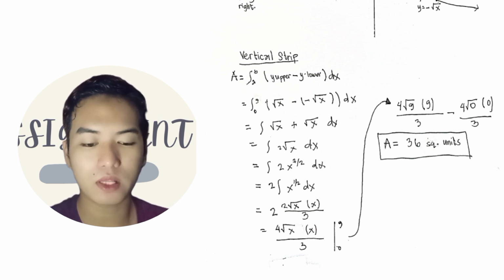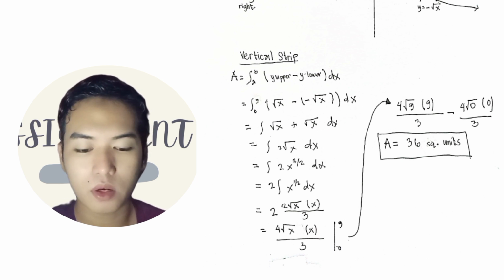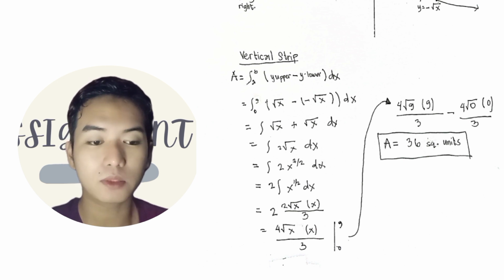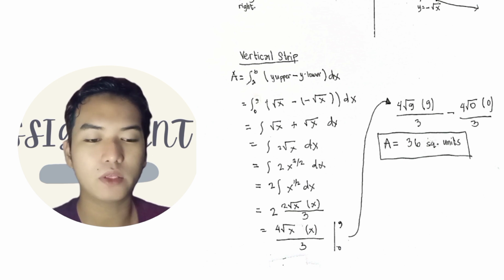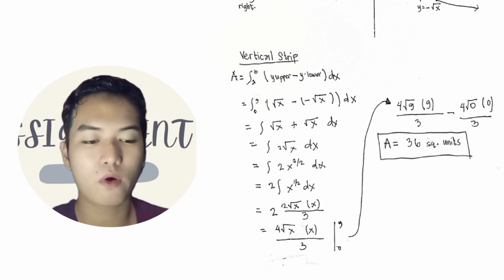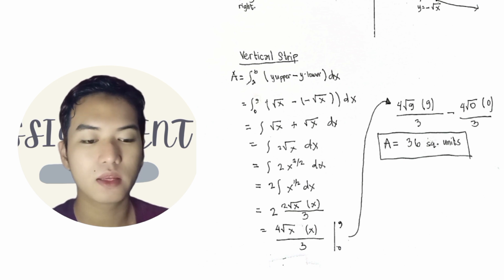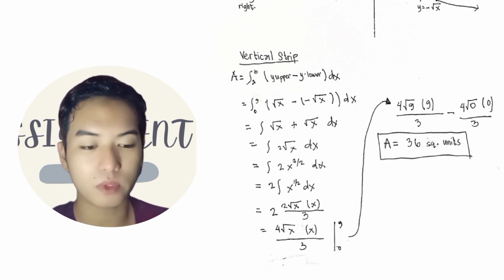By that, we can now apply the lower limit and the upper limit of the integral. Plug in the values: we have 4 square root of 9 times 9 over 3 minus 4 square root of 0 times 0 over 3. To calculate that, we come up with the result of the area of 36 square units.